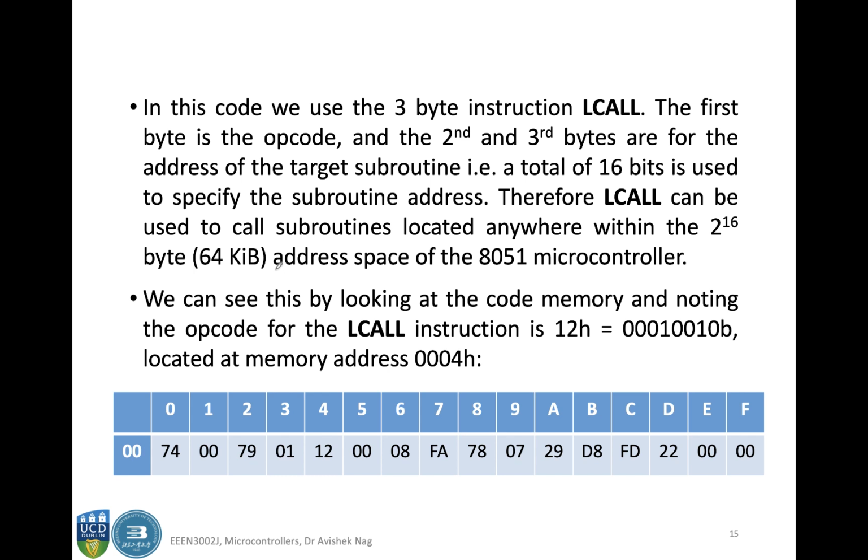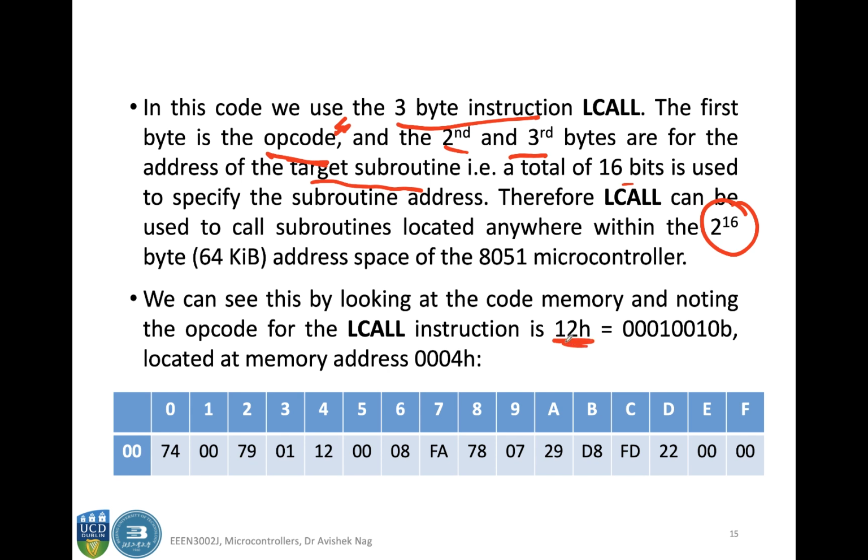So let's look into the details of LCALL. LCALL is a 3-byte instruction, by the way. The first byte is the opcode, and the second and third bytes are for the address of the target subroutine. The second and third bytes combined are 16 bits, and these are used to specify the subroutine address. Therefore LCALL can be used to call a subroutine located anywhere within the 2 to the power 16 byte address space of the microcontroller. The opcode for LCALL is 12 hex.